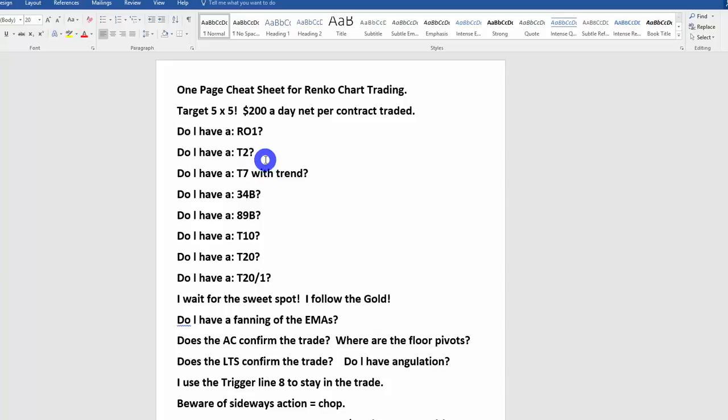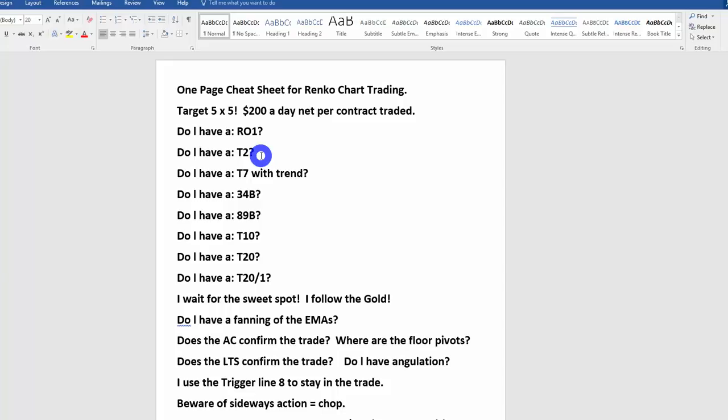Do I have a T2? All of these, by the way, are trend trades or trend orientated trades. For new members, start off with your rule of one. If you're trading Renko, focus on the rule of one and the 34B, those two setups to begin with, and lead into the others as you gain experience. So rule of one and your 34B, start with those. Once again, we'll have a quick look at the charts in a moment.